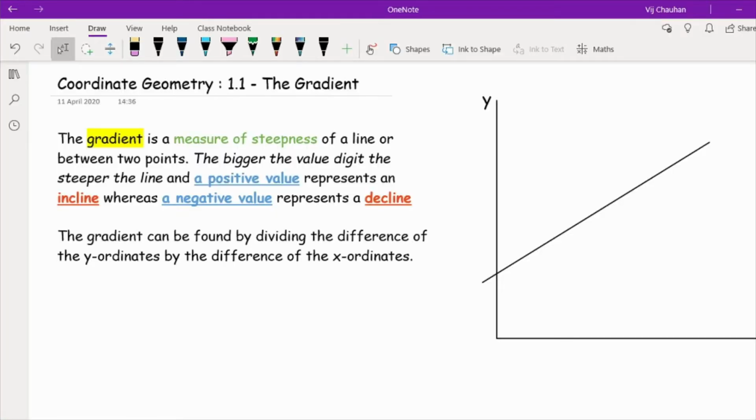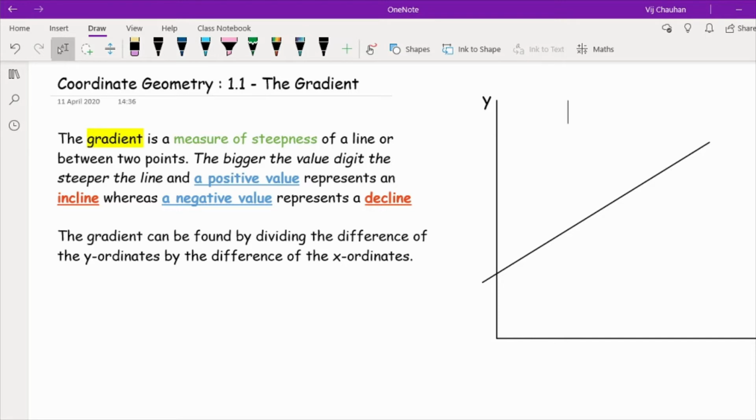So before we get started on talking about the gradient between two coordinates, let's just go through some of the basics. So the gradient is a measure of steepness of a line or between 2 points. So the bigger the value, the steeper the line, and a positive value represents an incline, or what we call a positive gradient, and a negative value represents a decline or a negative gradient.